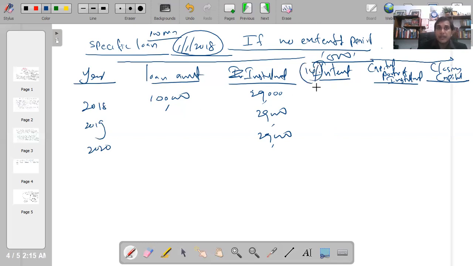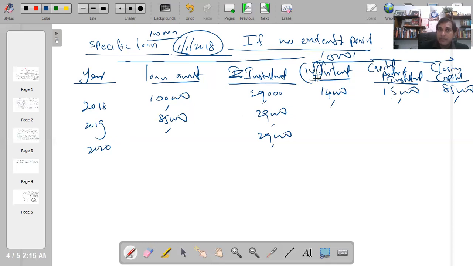So 100,000 into 14%. How much? 14,000. Okay, now the capital portion in the installment. In order to calculate that, you need to deduct 14,000 from 29,000. So you will be getting 15,000. Then you need to deduct this 15,000 from 100,000. Then you will be getting closing capital 85,000. So the first year closing capital would be taken into next year opening. Here also 85,000.